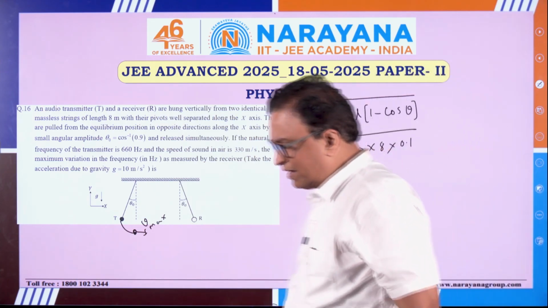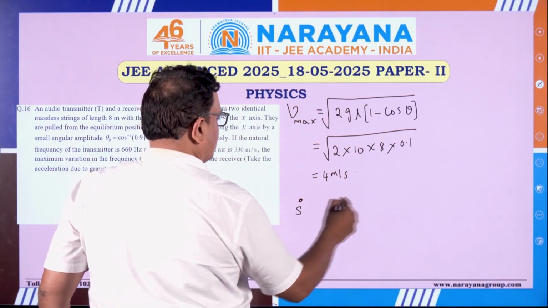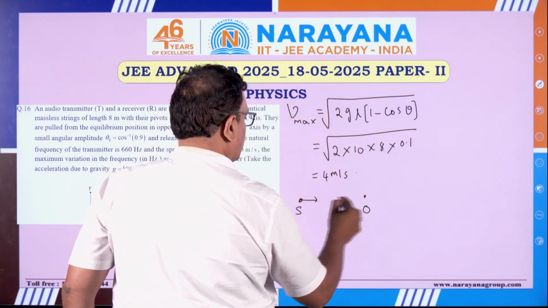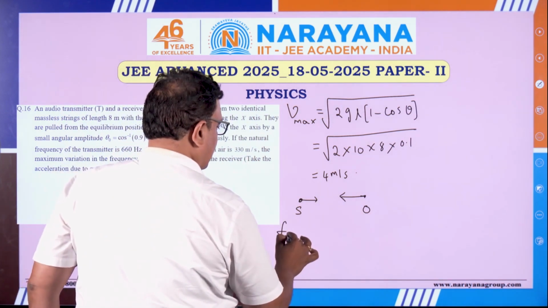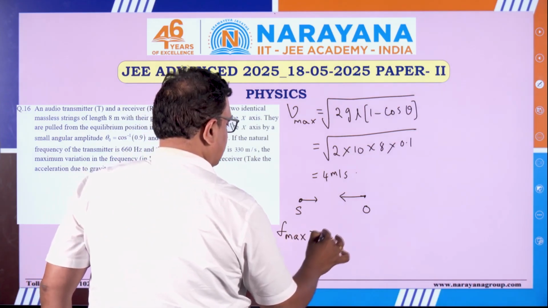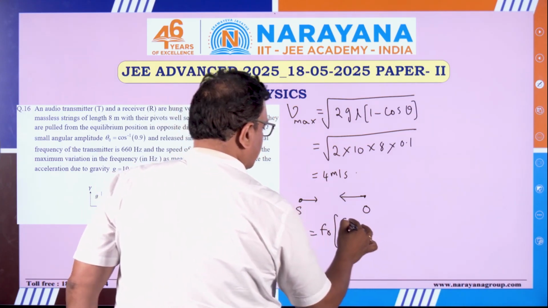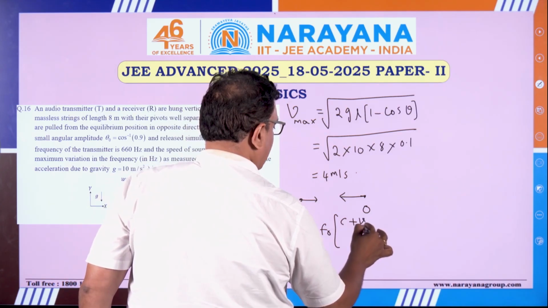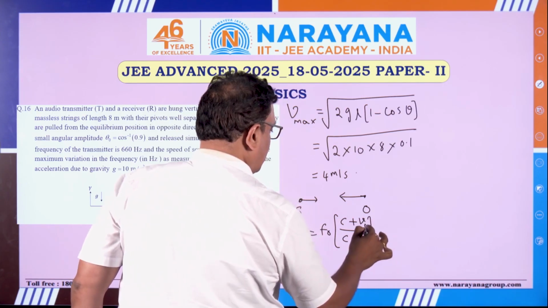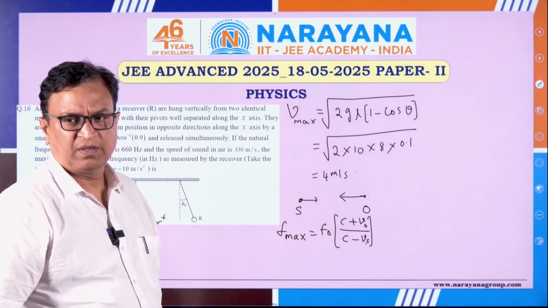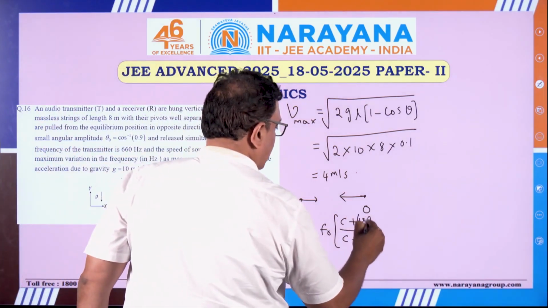Right. Forget about the mechanical part. Now, if this is a source and this is the observer, the source moving towards the observer gives the maximum frequency condition. And that condition is F max is F naught times C, the speed of sound in air, plus V observer by C minus V source. Fortunately, you need to take the maximum values of VO and VS.